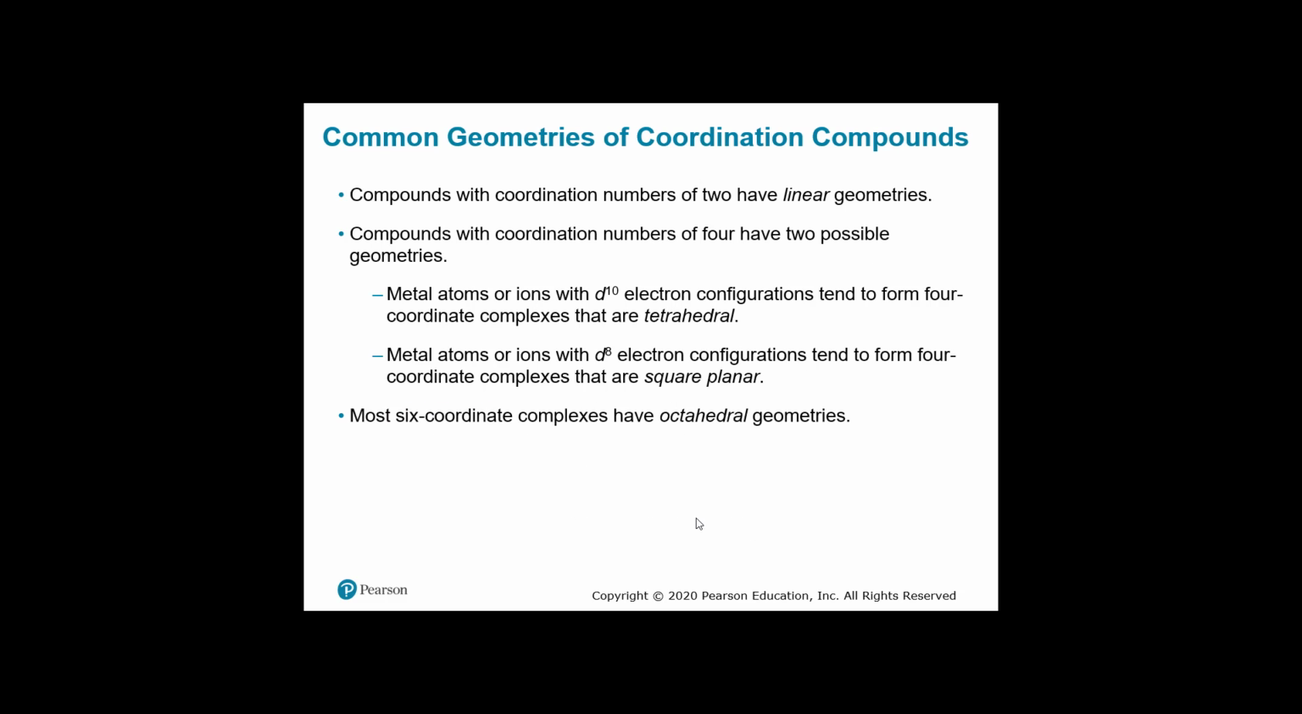All right, so the next section, 26.5, you're going to look at geometries, and that has a lot to do with how the ligands attach and so forth. But we're going to briefly discuss it here. So compounds with coordination numbers of 2 have linear geometries. That's because it only has 2 places. Compounds with coordination numbers of 4 have 2 possible geometries. They can either have a tetrahedral or a square planar. And some of these help out. So if you have an ion with a d10, they tend to form a tetrahedral. And if you have something with a d8, they tend to form a square planar. And most 6 coordinate complexes have an octahedral geometry.